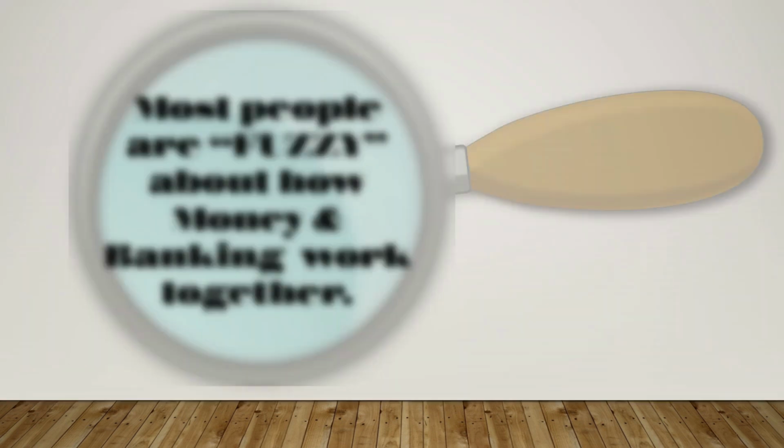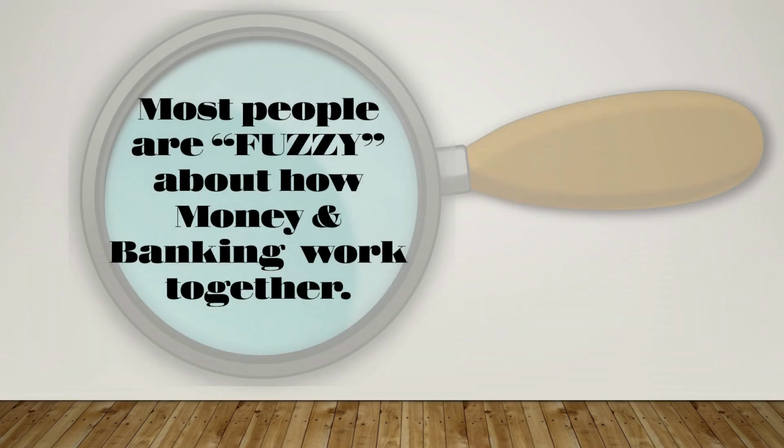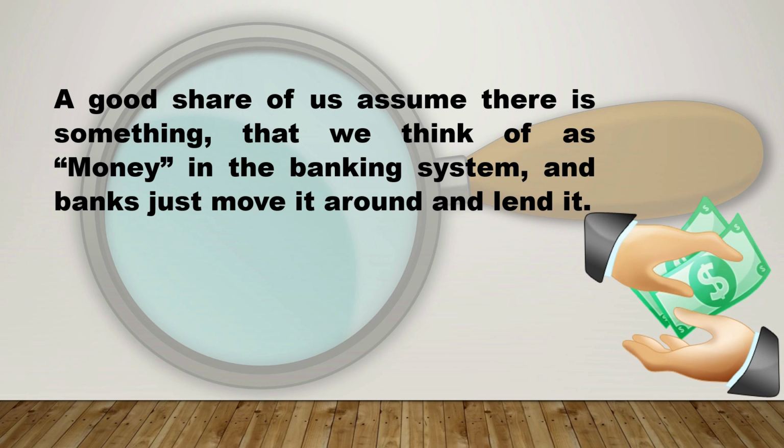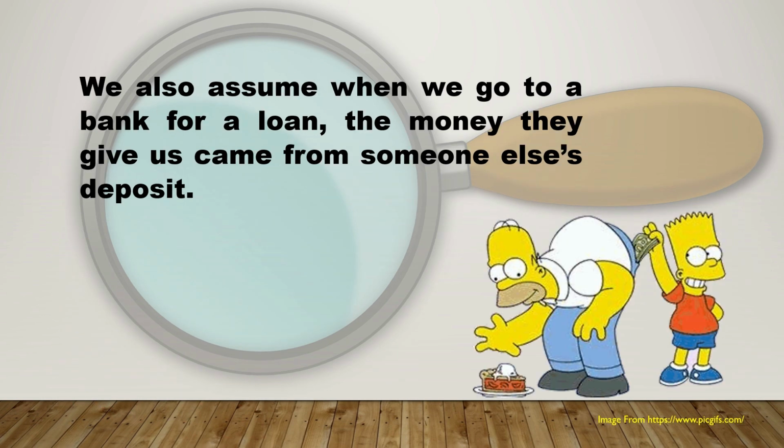Let's see why. Most people are fuzzy about how money and banking work together. A good share of us assume there is something that we think of as money in the banking system, and banks just move it around and lend it. This is not true. We also assume when we go to a bank for a loan, the money they gave us came from someone else's deposit. This is also not true.